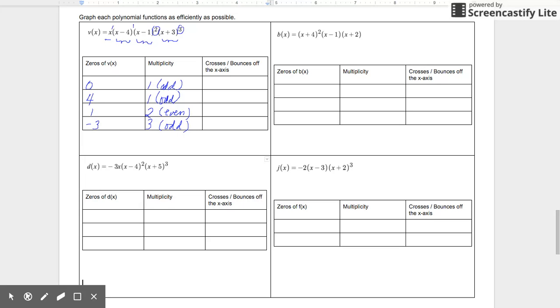Now, we learned from our lesson before that if the multiplicity is odd, the graph will cross the x-axis at that 0. And if the multiplicity is even, the graph will bounce off the x-axis at that 0. So at x equals 0, the graph will cross the x-axis. And at x equals 4, the graph will cross the x-axis. And at x equals 1, the graph will bounce off of the x-axis because this is even. And at x equals negative 3, the graph will cross the x-axis.